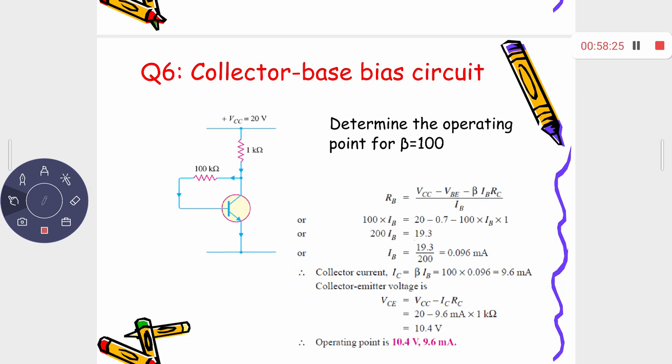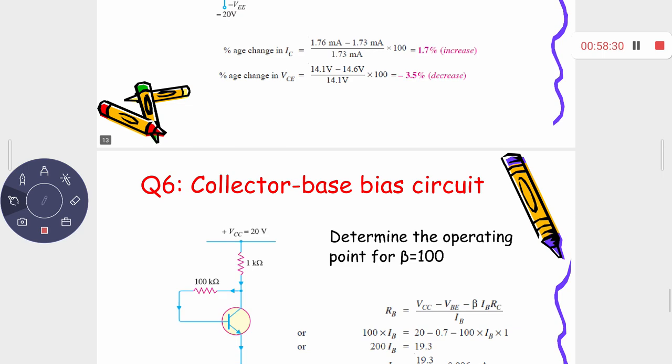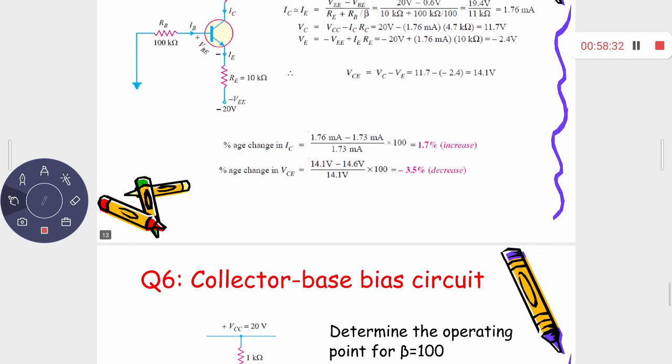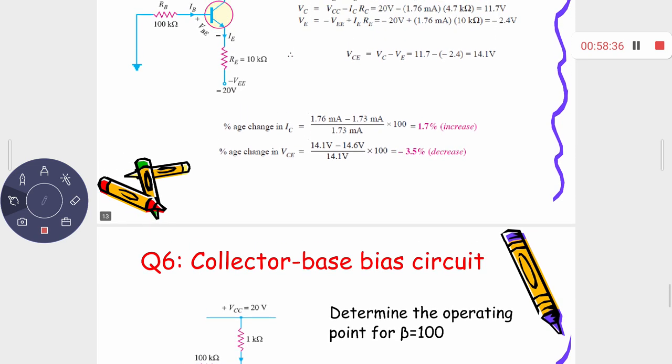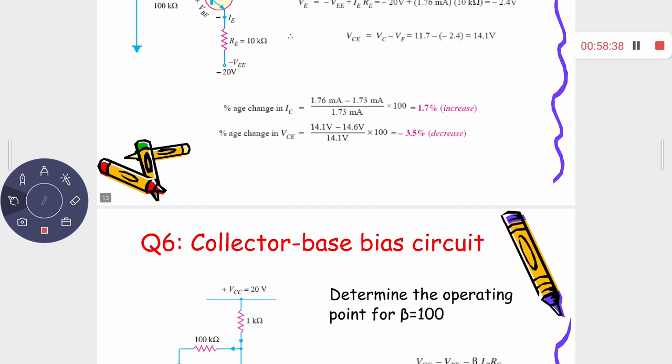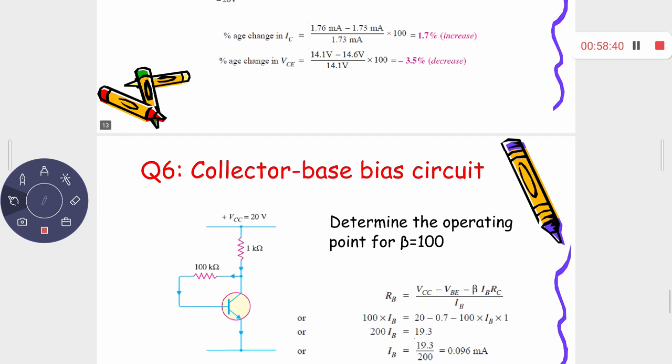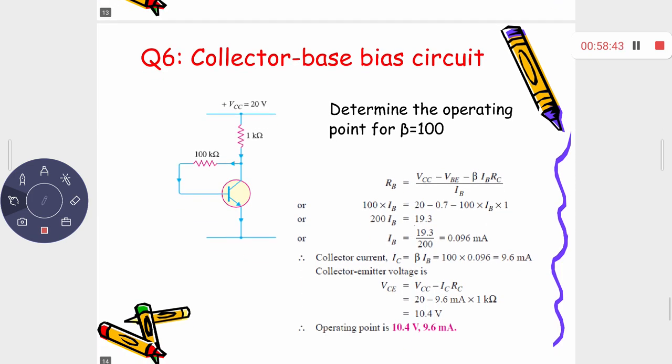This is much more simple. With respect to what? This one. This is also stable, but not as simple as the fixed bias circuit or base bias circuit.